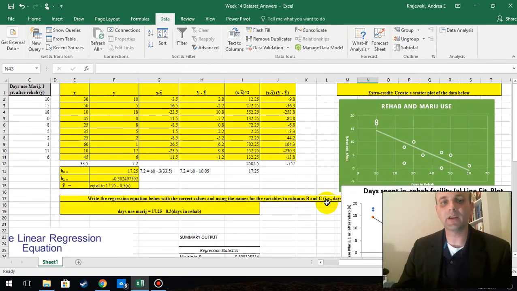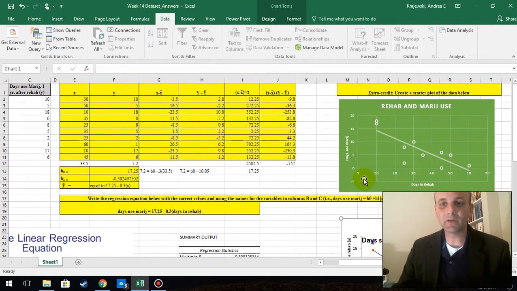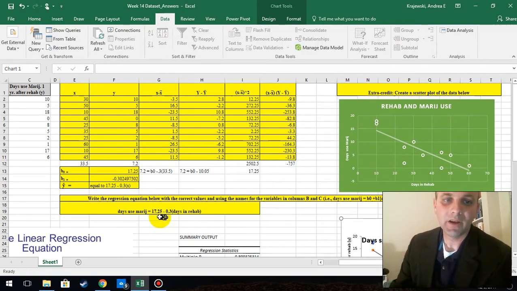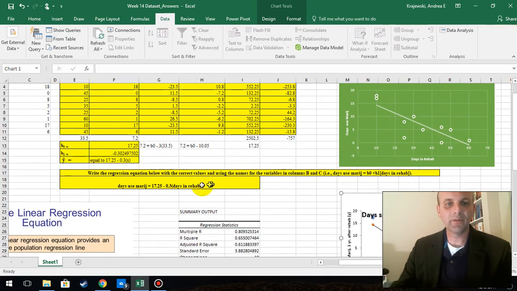Hopefully you can see that, as days spent in rehabilitation increase, as you go from 0 here up to 60 here, the likelihood of using marijuana decreases over time. And you can see the trend there, all right? And how much does it decrease? Well, if people spend 0 days in rehabilitation, their average marijuana use is 17.25 days of using marijuana out of a year. But for each day that they spend in rehabilitation, that decreases by 0.3. And you can see that occurring over time, and that's really how this all breaks down.